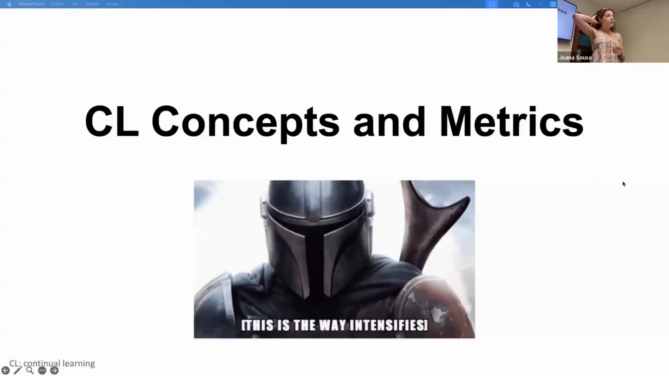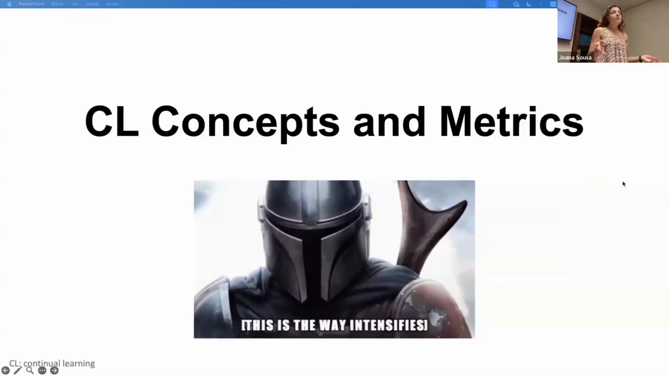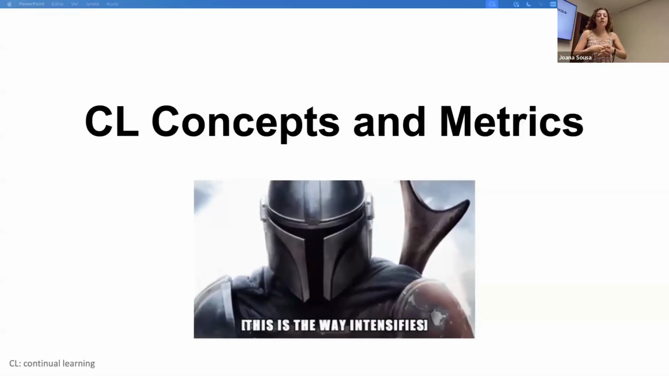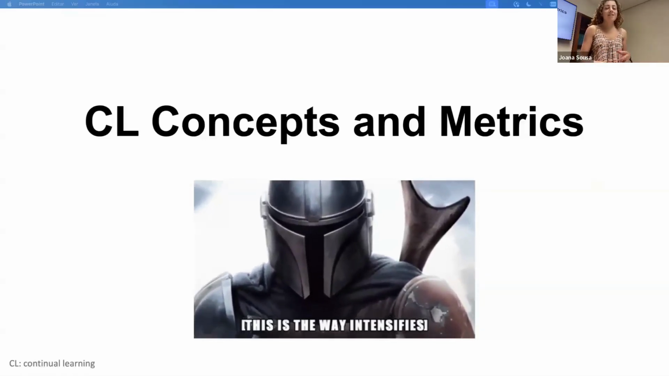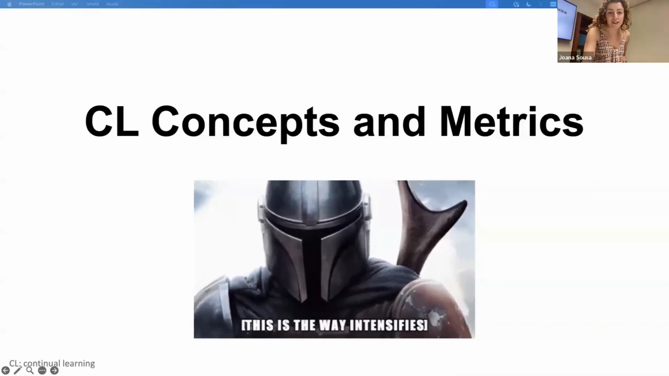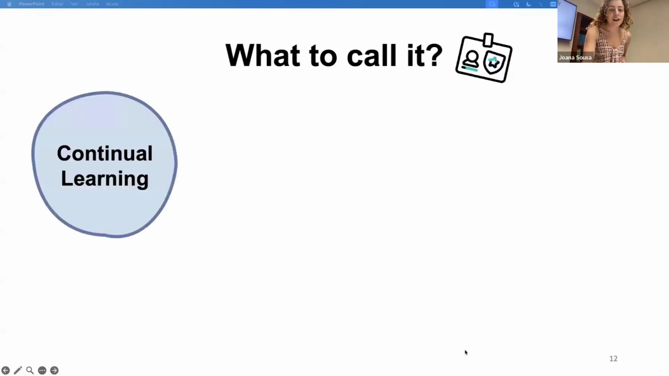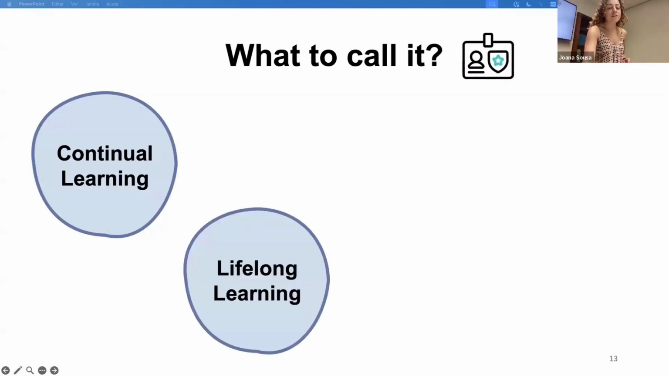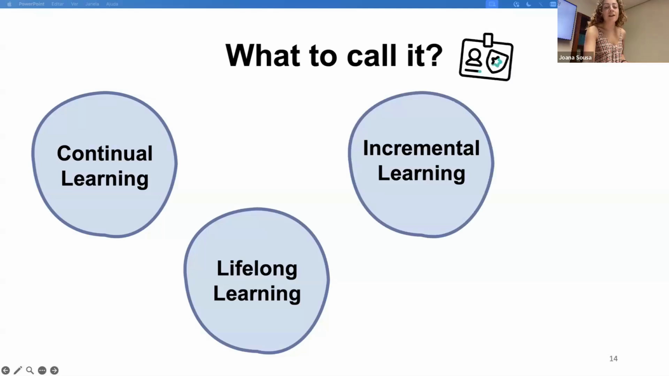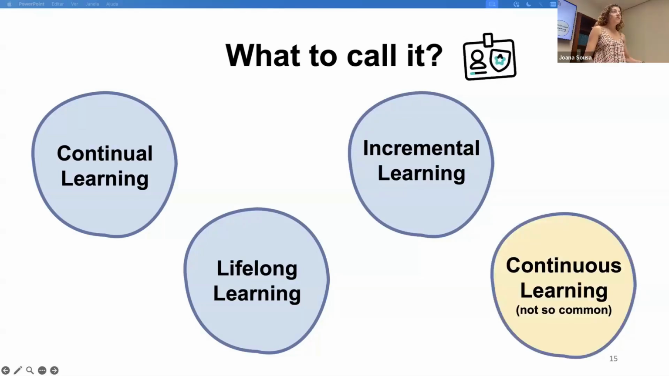Before introducing the main continual learning methodologies, I thought of introducing some concepts and metrics just so you could understand some basics. So let's start with the basics, and that is what to call this paradigm. And I believe you already know what is going to be the first one, right? So we have continual learning, but then we can also call it lifelong learning, incremental learning, and finally we have continuous learning that you can use, but it's not so common in the AI field.